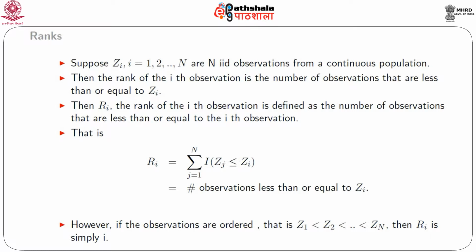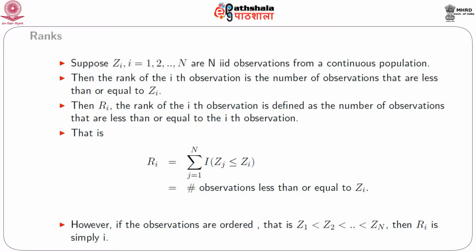We start with the definition of ranks. Suppose Z_i, i running from 1 to n, are n IID observations from a continuous population. Then the rank of the ith observation, R_i, is defined as the number of observations that are less than or equal to Z_i. That is, symbolically, R_i equals the summation over j from 1 to n of the indicator Z_j less than or equal to Z_i.